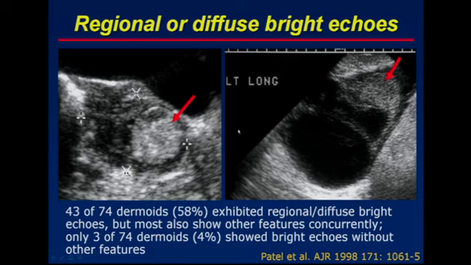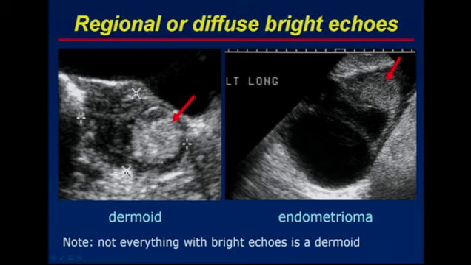But if that's the only feature of the dermoid, you can make a mistake. In fact, this is a dermoid, but this is not a dermoid. This is an endometrioma. So not everything with bright echoes is a dermoid. Hemorrhage can also give you bright echoes.